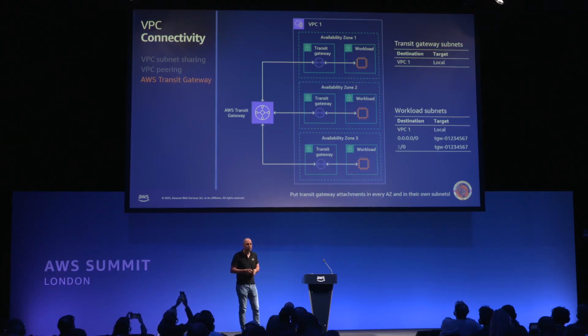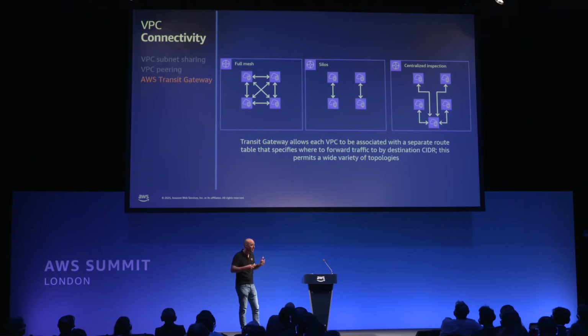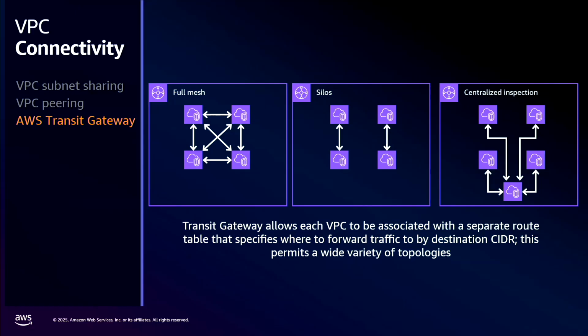And so with the transit gateway, the benefit is that you can begin to deploy more advanced topologies. Here on the left, you can see full mesh between many VPCs. You can also have silos. So if you have development VPCs and you want them to talk with each other, on the other side, you could have production VPCs and they can talk with each other, but you don't want to mix dev and prod. So silos could be possible.